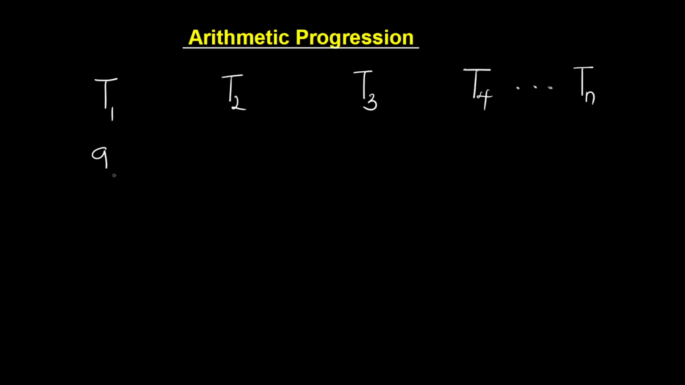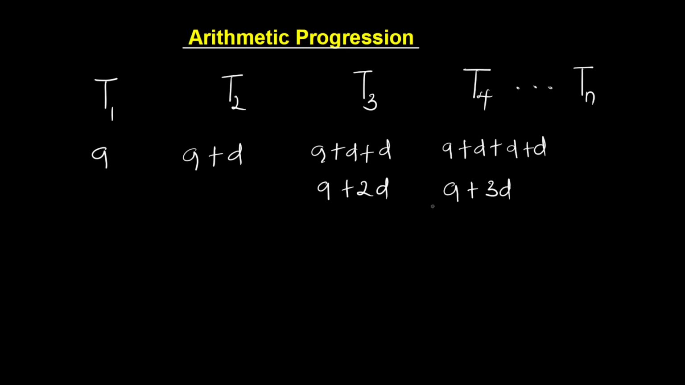Hence, we have to add our common difference to A to get our T2. To get our T3, we have to add our common difference to A plus D. How about T4? How do we go about that? We are still going to adopt the same steps by adding our common difference. Now, how can we get our Tn?